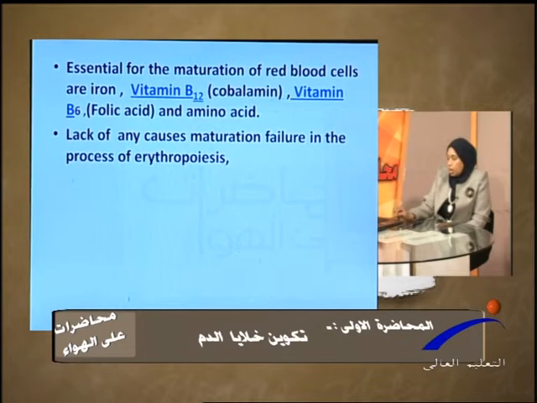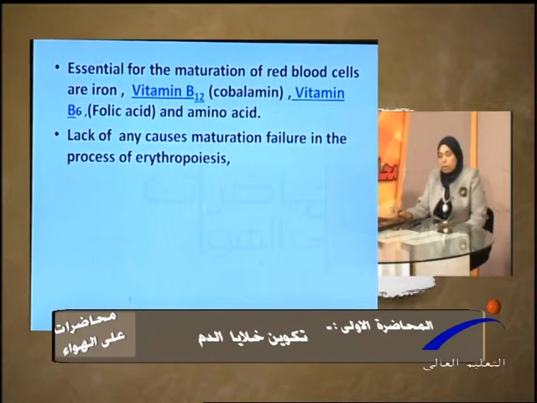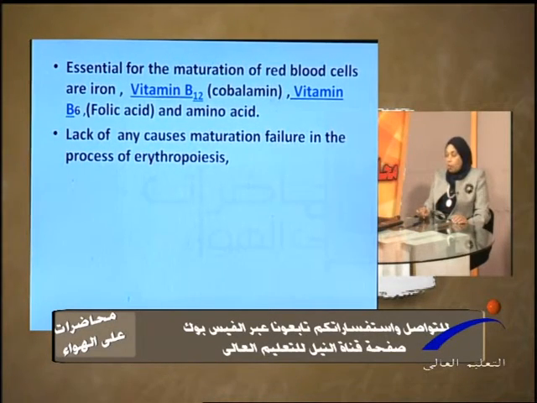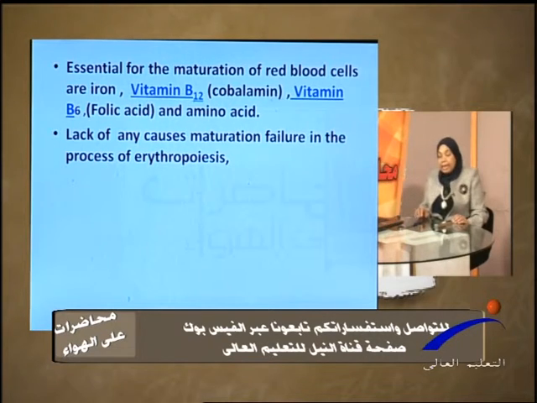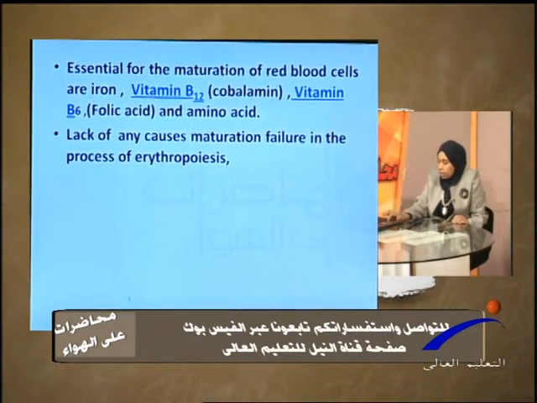So what are the essential elements for erythropoiesis? We need iron, we need vitamin B12, we need vitamin B6, and we need folic acid and amino acids. Lack of any of these essential elements will lead to some form of anemia. We'll discuss this later.